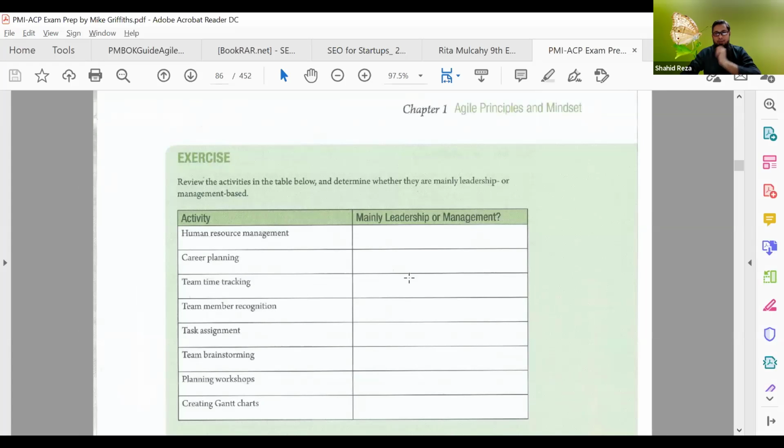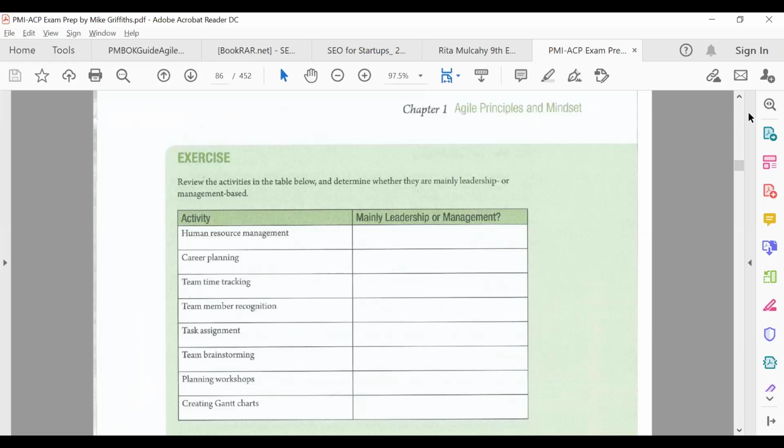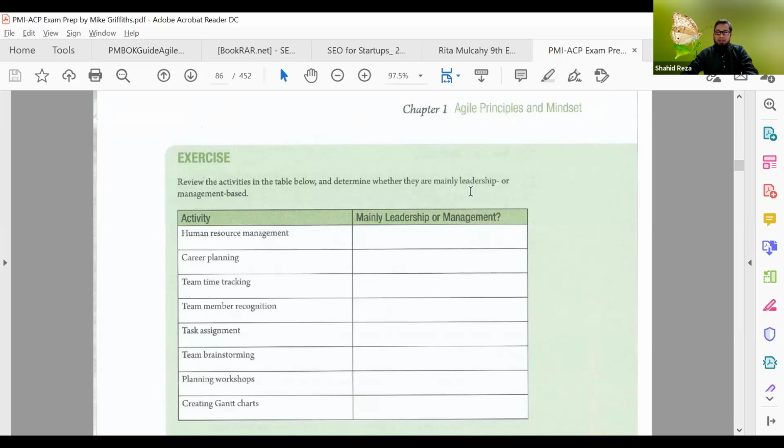Okay, so this is an exercise. You need to do this exercise. I will ask you one by one. So in the last year, we discussed the difference between manager and leader, right? Manager and leader.